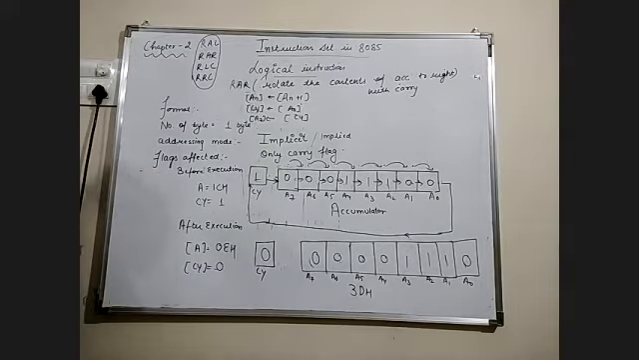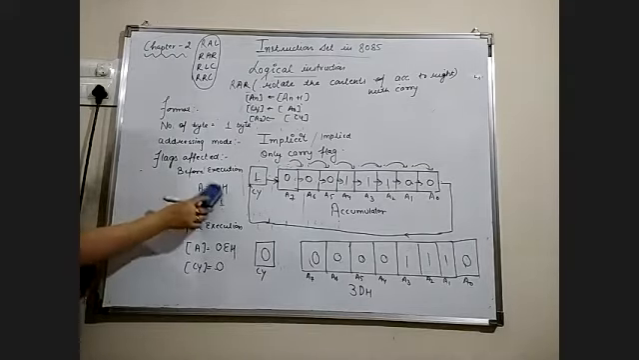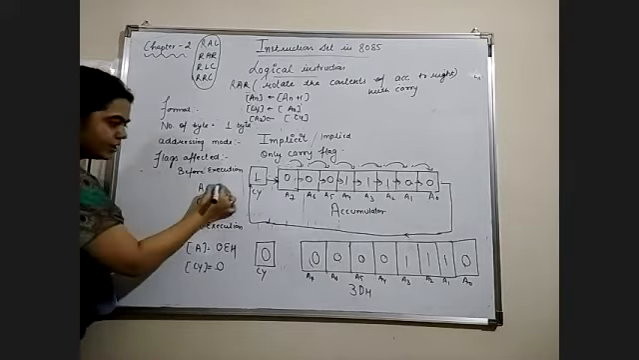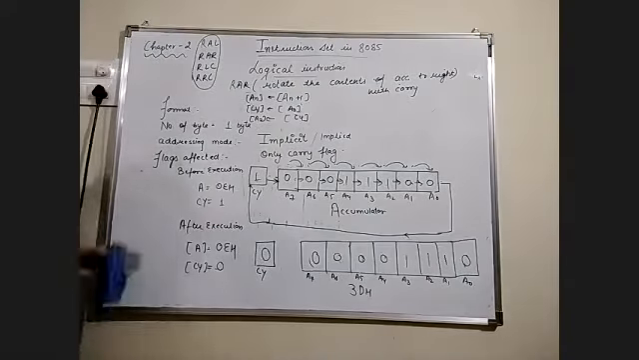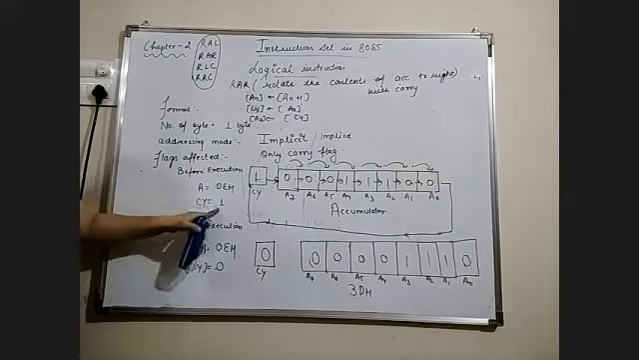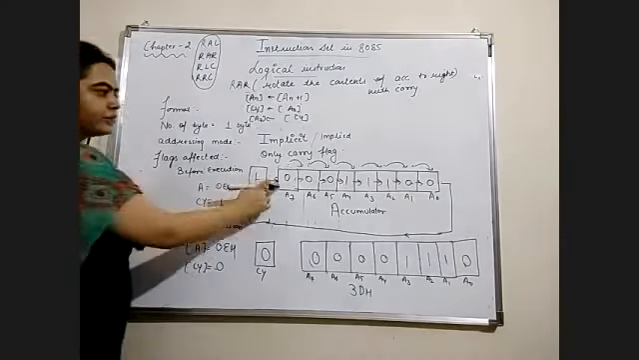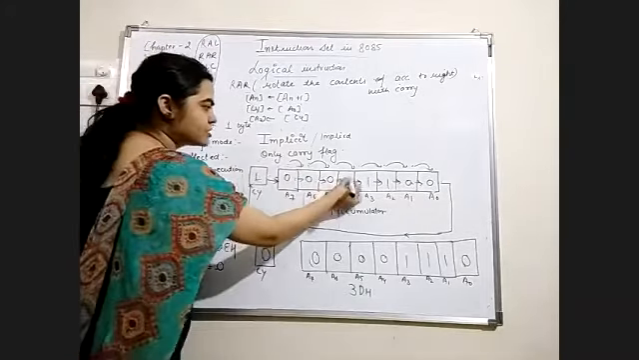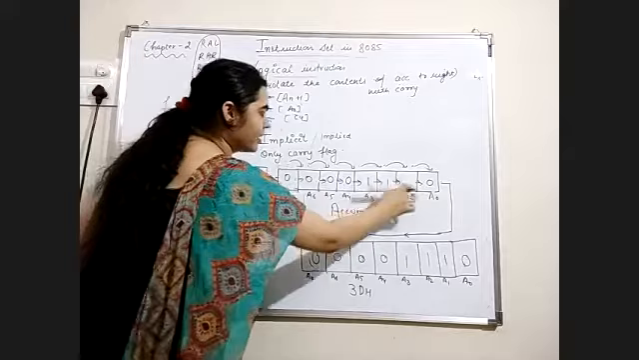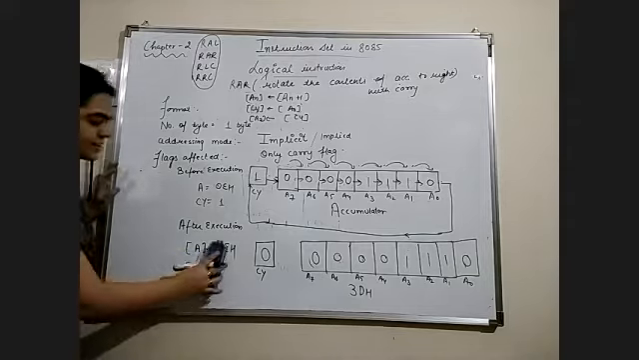Now we can see the example. According to this instruction, suppose in the accumulator we have contents 0EH, and in the carry flag we have value 1. Here we have value 0E, so 0, 0, 0, 0, 1, 1, 1, 0. These are the contents in the accumulator. After the execution, now we can see the result.